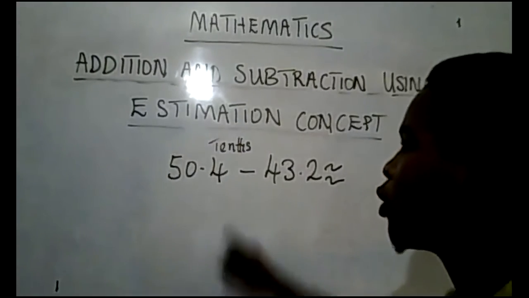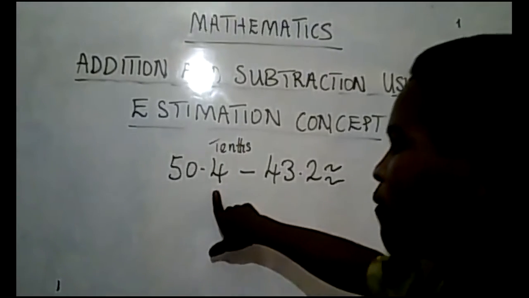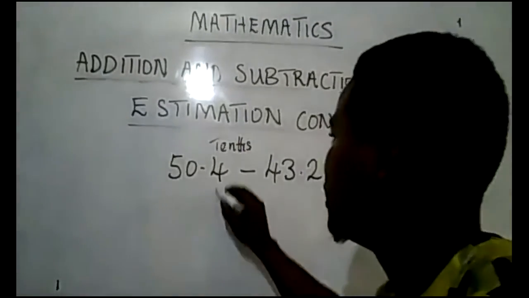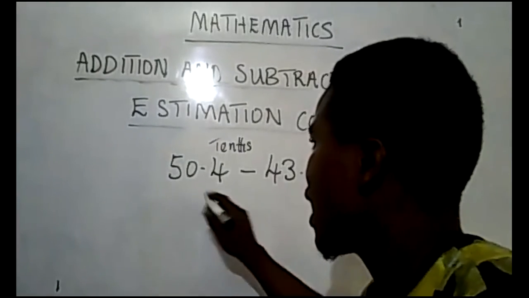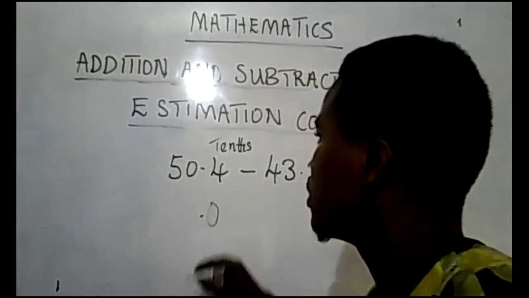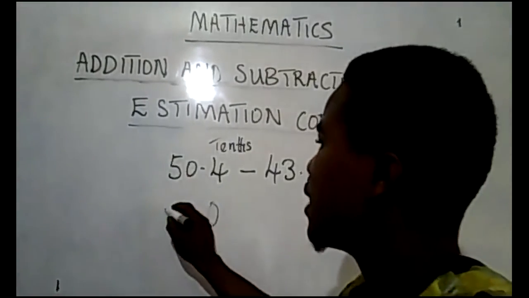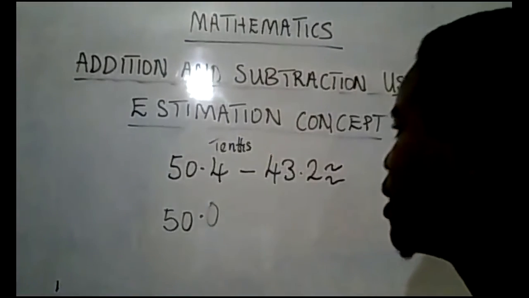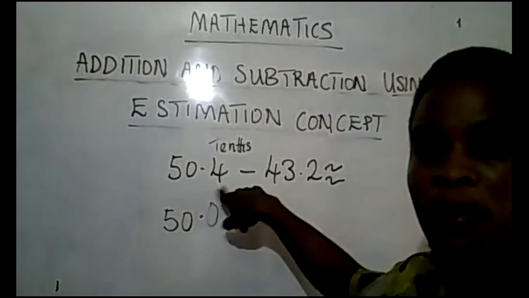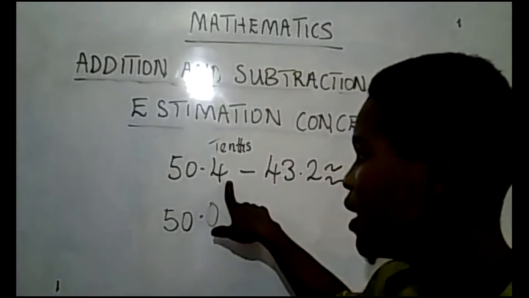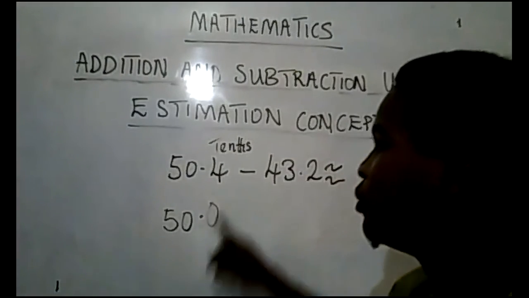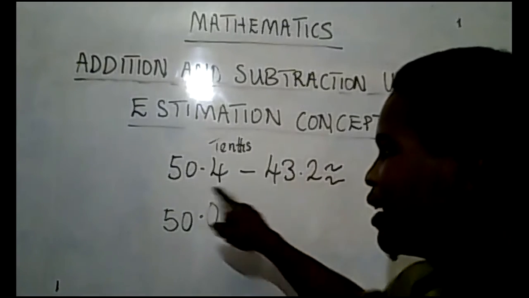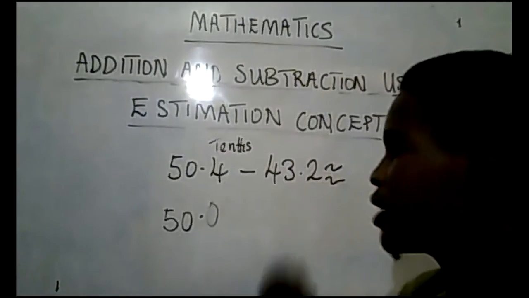Automatically, if 4 is not up to 5, then this will give you 0, and you leave the 50 the way it is. You don't add. Why are you not adding? Because 4 is not up to 5. Automatically, you don't add anything. You leave it. This one becomes 0, and this remains constant. You don't change it.